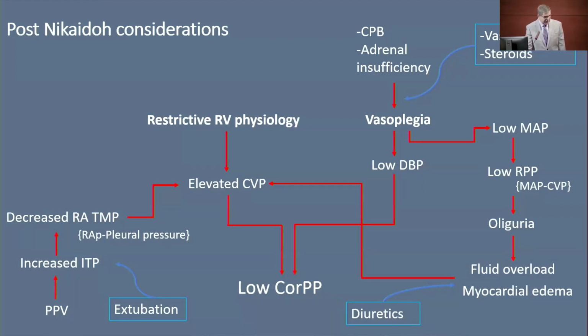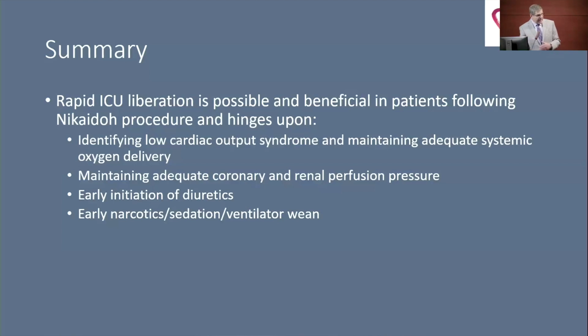So in summary, rapid ICU liberation is possible and beneficial in patients following this very complex operation. Identifying low cardiac output syndrome early and optimizing oxygen delivery, maintaining adequate coronary and renal perfusion pressure, early initiation of diuretics, and early narcotic sedation, ventilator wean, and early extubation are what's needed.